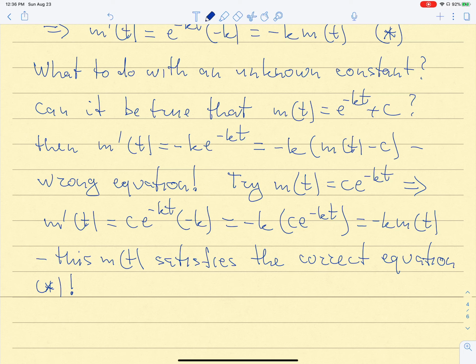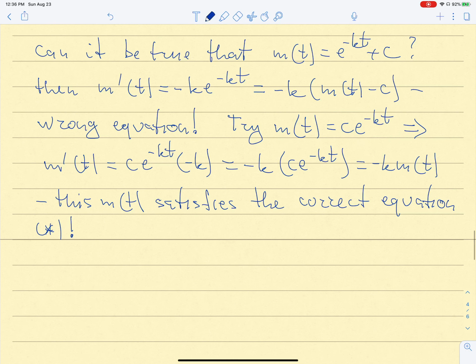Okay, so now no matter what c is, m of t like that is a solution. Again, this is a solution that involves an unknown constant. So now I can try to solve my initial value problem by using the initial condition.